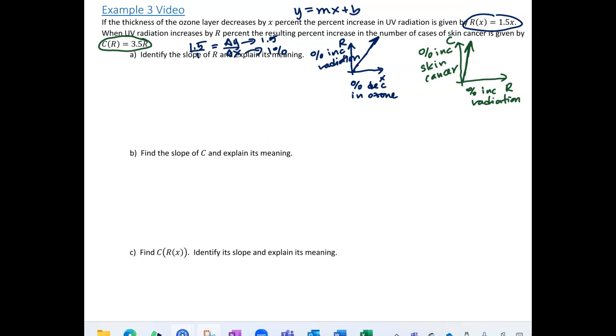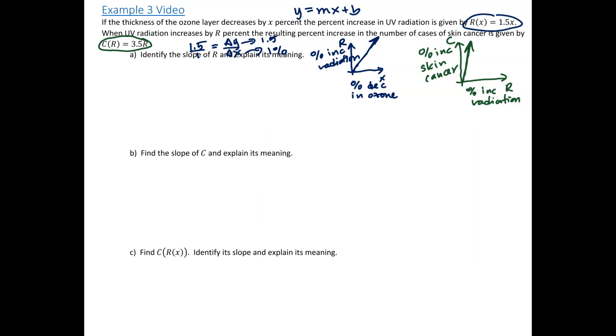And this is a linear function, so that should be true no matter what x value you pick. If you're working on something curved, that value will change. It will be an average rate of change, but this is a straight line. So this will always be a 1% decrease in the thickness of the ozone layer, resulting in a 1.5% increase in UV radiation.